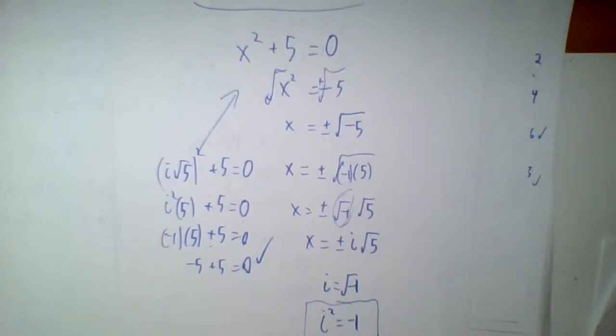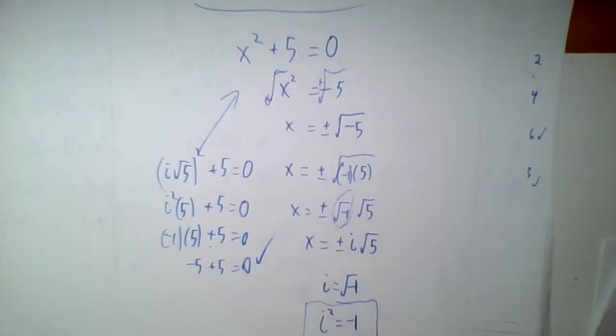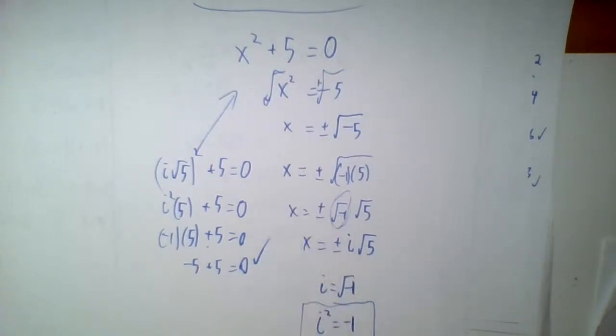So it's true that there's no real solution to this equation. None of the real numbers would make this true. But these two imaginary numbers make the thing true. There's still solutions to the equation. They're just not in the real number system.